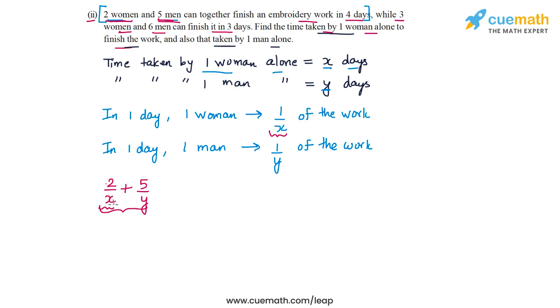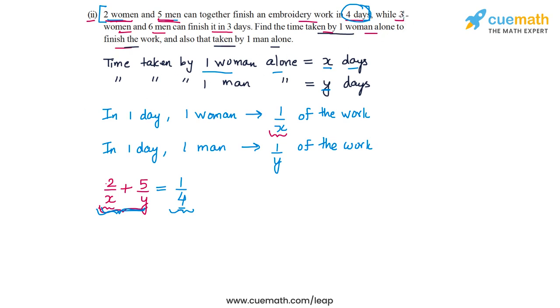So for example, if 2 women can finish 1/10 of the work in one day and 5 men can finish 1/5 of the work in one day, then together they can finish 1/10 plus 1/5 of the work in one day. So what is this fraction? Well, the 2 women and 5 men can finish the whole thing in 4 days. So in one day they can finish 1/4 of the work. So 1/4 of the work is their total output, the total output of 2 women and 5 men. So this means that 2 by x plus 5 by y is 1 by 4. And this is the first equation that we get in x and y.